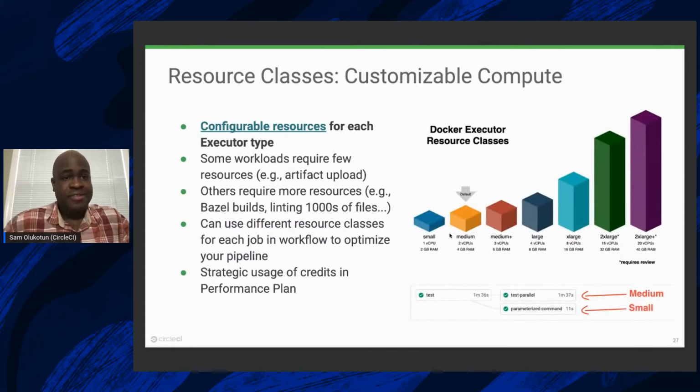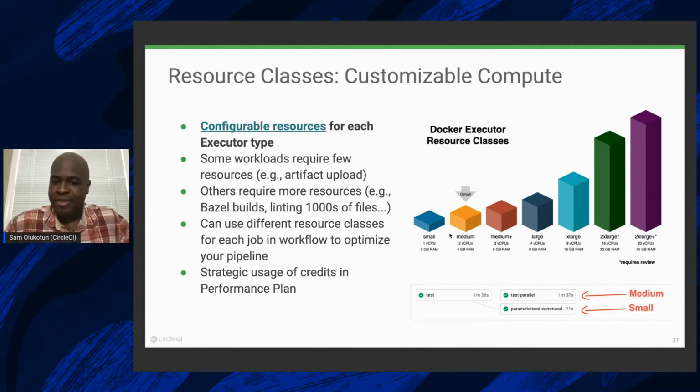In addition to that, CircleCI allows you to choose from a wide array of resource classes, giving you the ability to customize the compute that your jobs use within your pipeline. These configurable resources are available for each executor type on CircleCI. And when I say executor type, what I'm referring to there is the environment within which your build jobs are running. So for instance, if you're going to be running on a Linux machine, a Docker machine, a Windows executor, or on macOS.